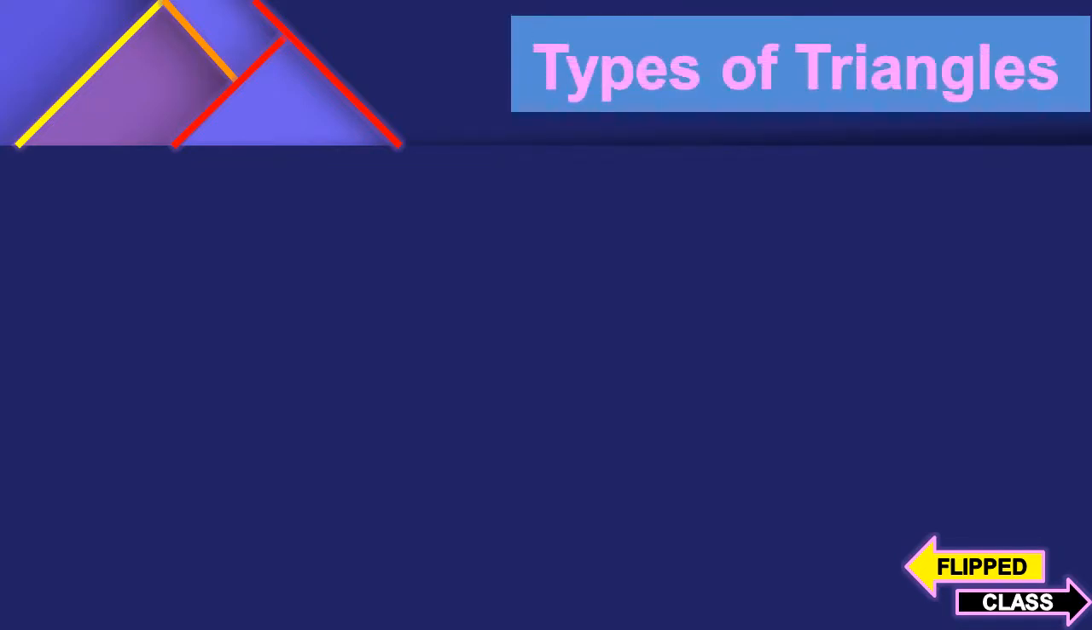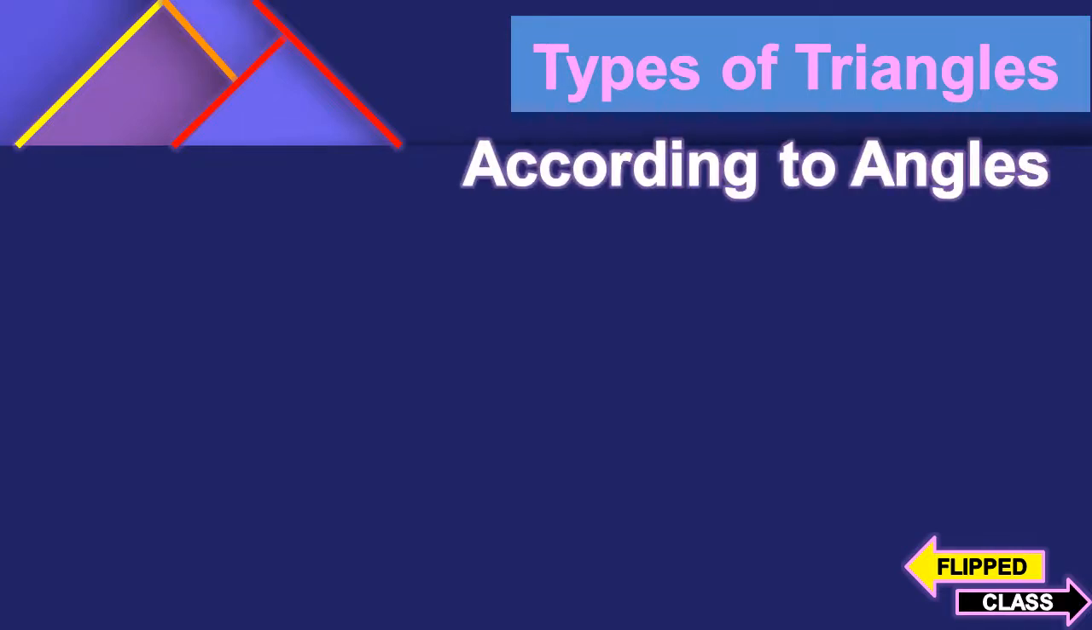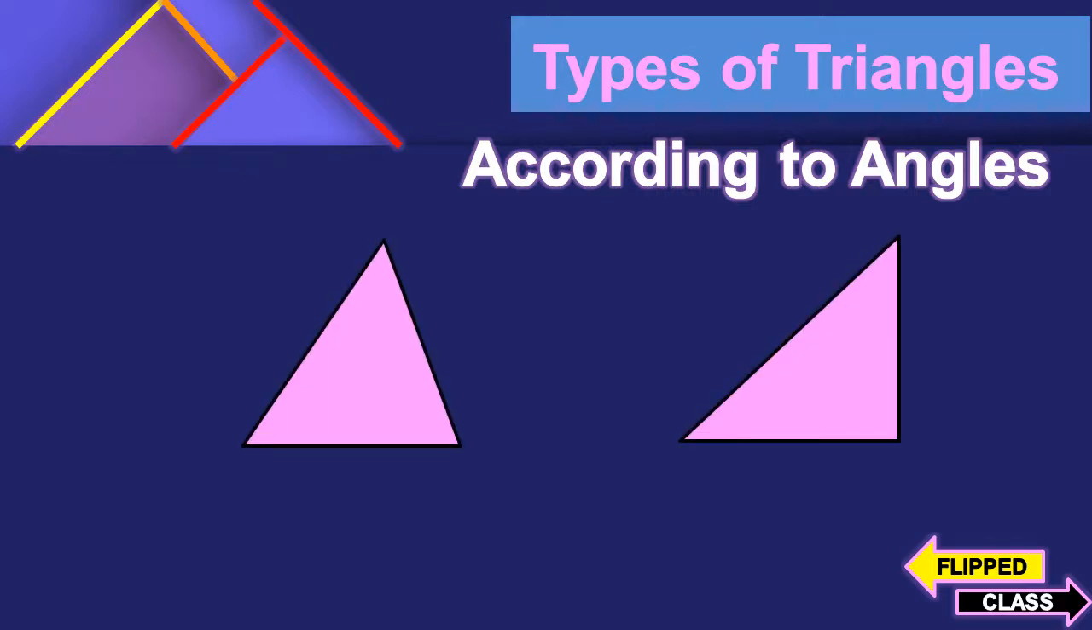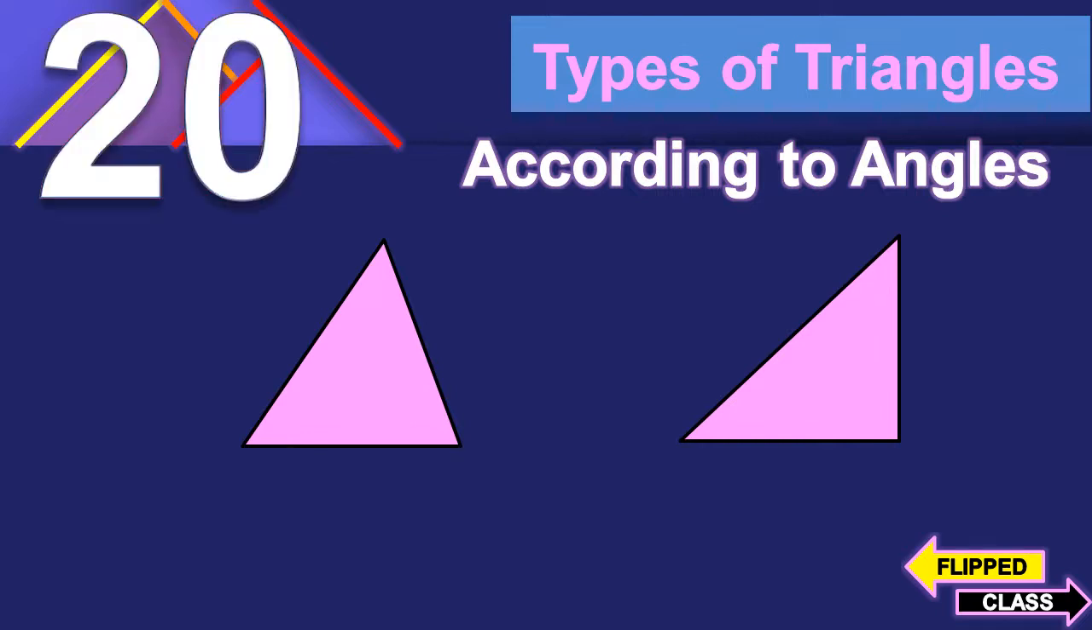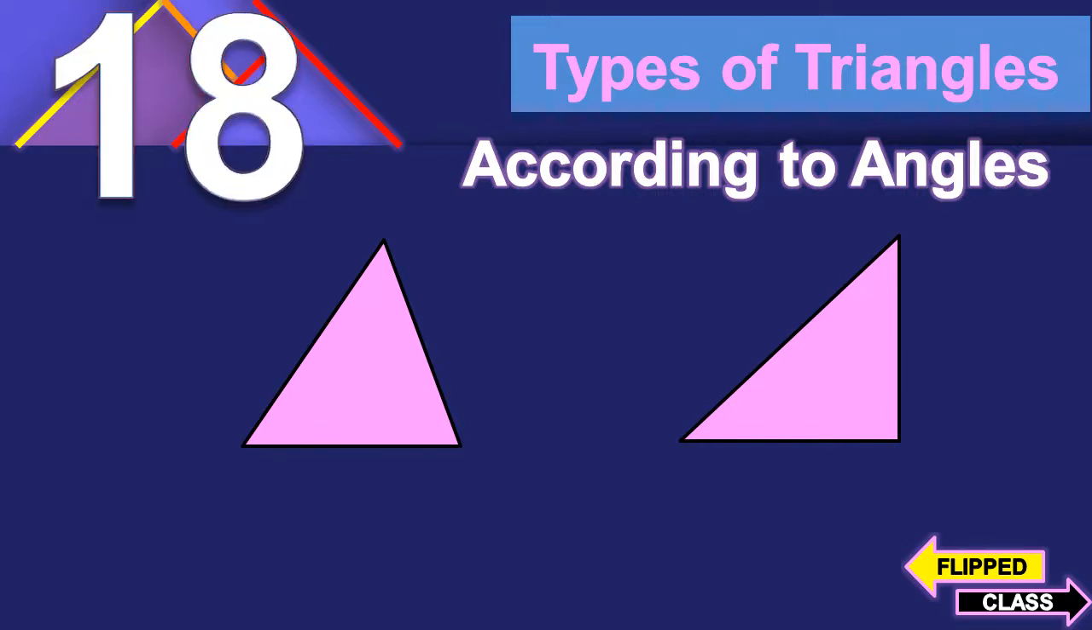Okay, let us first consider the classification of triangles into two groups. The first is we can classify triangles in terms of angles. There are four types of triangles according to angles, and these are the first two. In 20 seconds, I would like you to probably name what are these types of triangles and probably include a short definition.